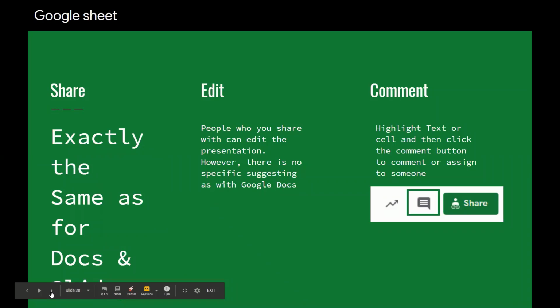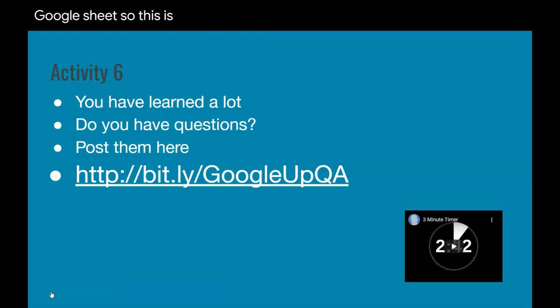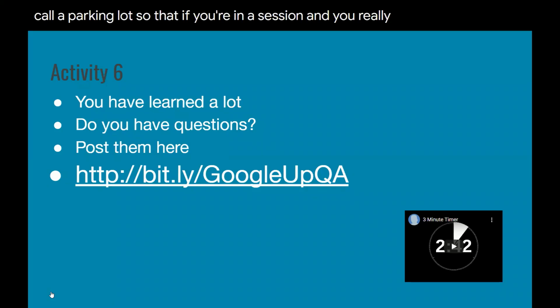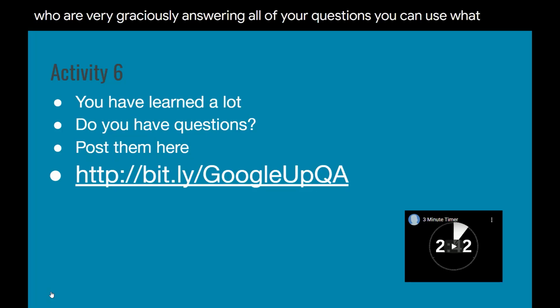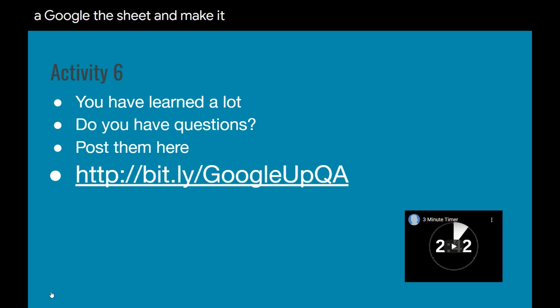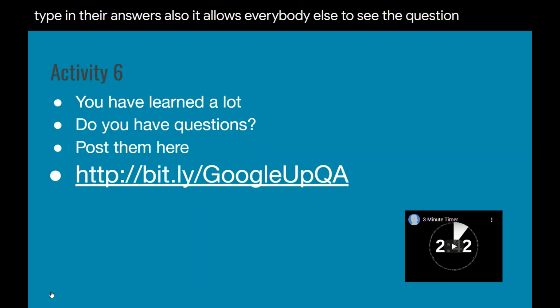So this activity is using a Google Sheet for what we call a parking lot, so that if you're in a session and you really don't want somebody to use the Zoom chat, and you have moderators like I do today who are very graciously answering all of your questions, you can use a Google Sheet and make it something that is shareable, where people can type in their answers. Also, it allows everybody else to see the question and the answer.